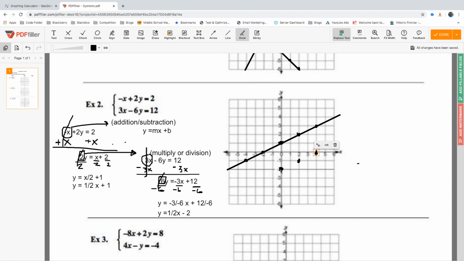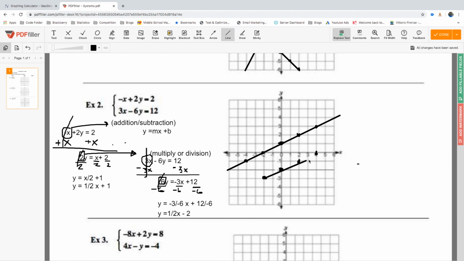Okay, and I want to create this second half of my line, so I'm going to go down 1 over to the left twice. 1, 2. All right, I think I got everything to create my line, so that's what I'm going to do. And I'm going to connect all of these points as best as I can. Definitely want to extend the line. Right there. So in this particular example, we are looking at a no solution.